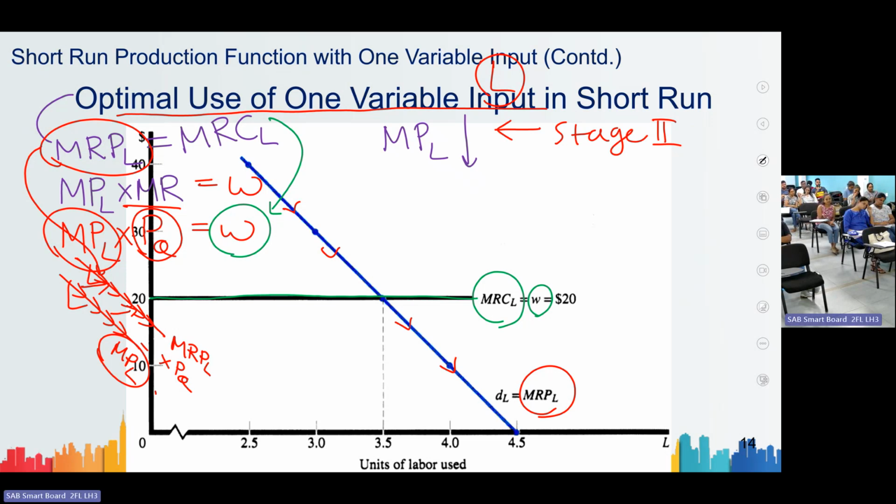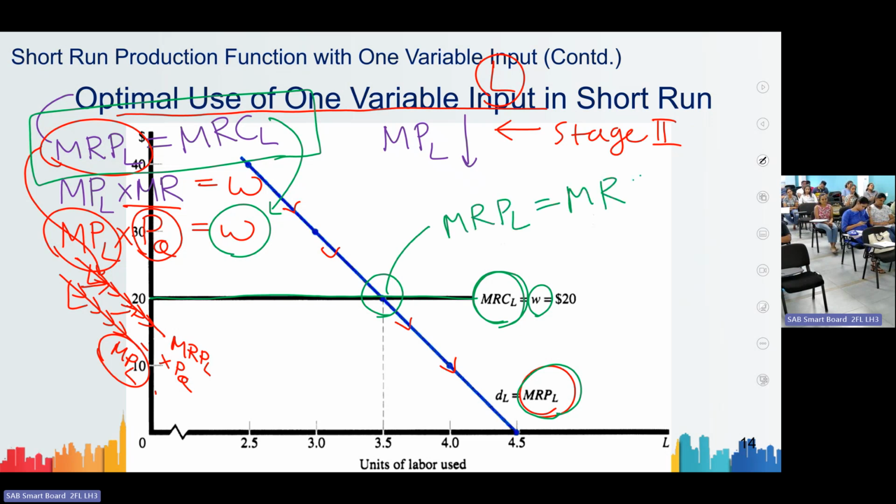So the optimum level of labor is decided where marginal revenue product of labor is equal to marginal resource cost of labor. This curve is for marginal revenue product of labor. This horizontal curve is for marginal resource cost of labor. These two values are equal at this intersecting point. So this is where marginal revenue product of labor is equal to marginal resource cost of labor.